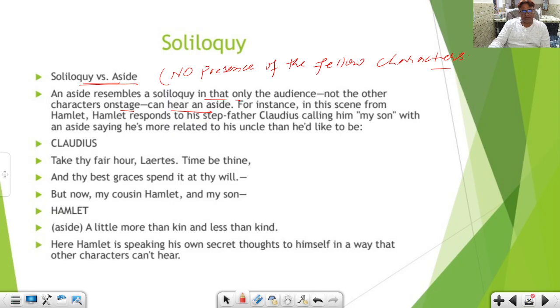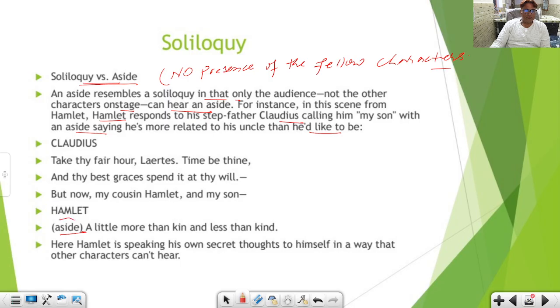For example, if you take the very popular play by Shakespeare, Hamlet, Hamlet responds to his stepfather Claudius, who calls him my son. Claudius calls Hamlet my son, okay, with an aside, saying he is more related to his uncle than he would like to be. So Claudius says these words: take thy fair hour, time be thine, and thy best graces spent in with thy will. But now my cousin Hamlet and my son, and Hamlet aside, okay, aside a little.